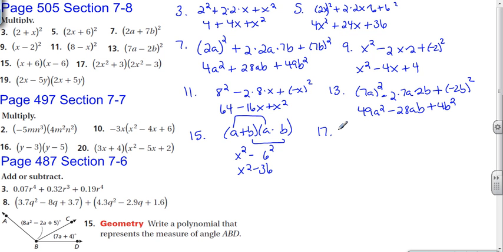Number 17, that's the difference. That fits my pattern, a plus b, a minus b, because a is 2x squared, b is a positive 3. So the shortcut is basically, what you're doing is you're multiplying the first term by the first term, and you're multiplying the last term by the last term. So that's the shortcut. You don't have to worry about outsides or insides. So 2 times 2 is going to be 4x to the 4th. A positive 3 times a negative 3 is a negative 9.